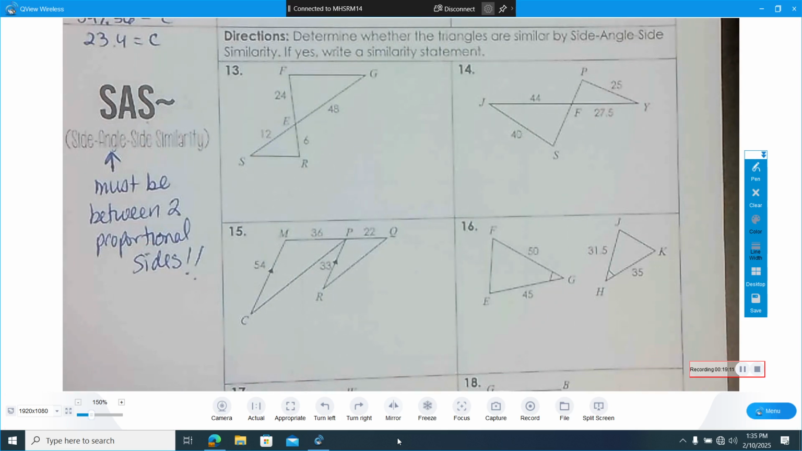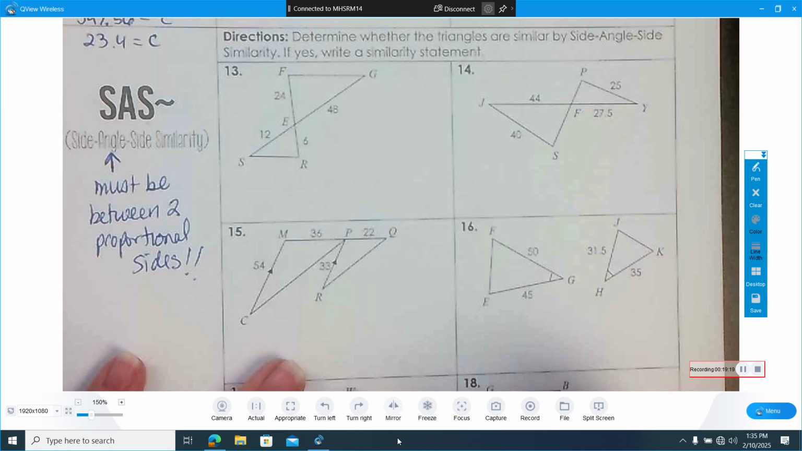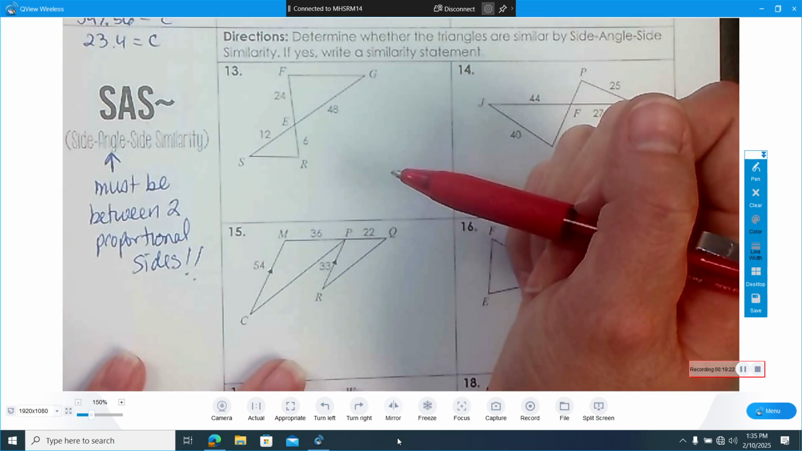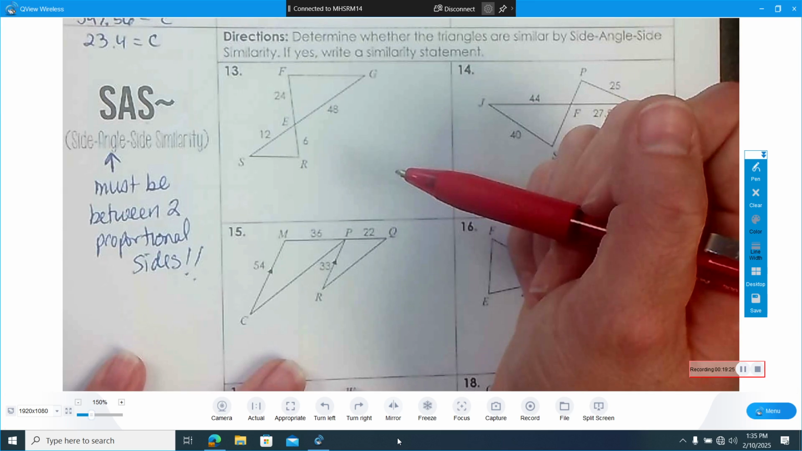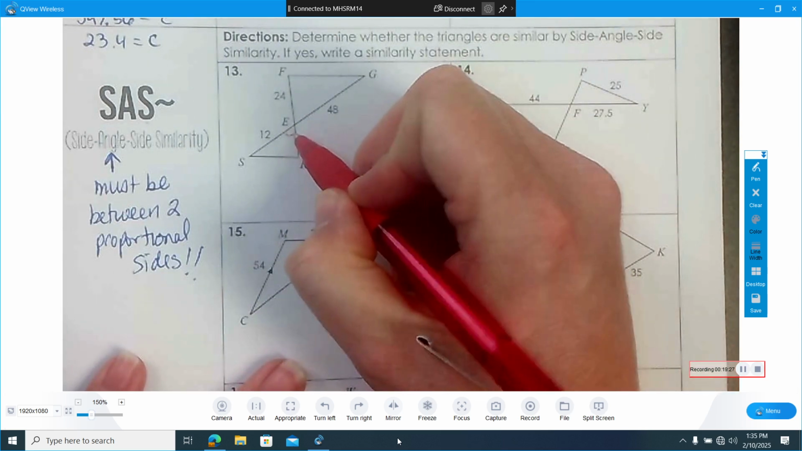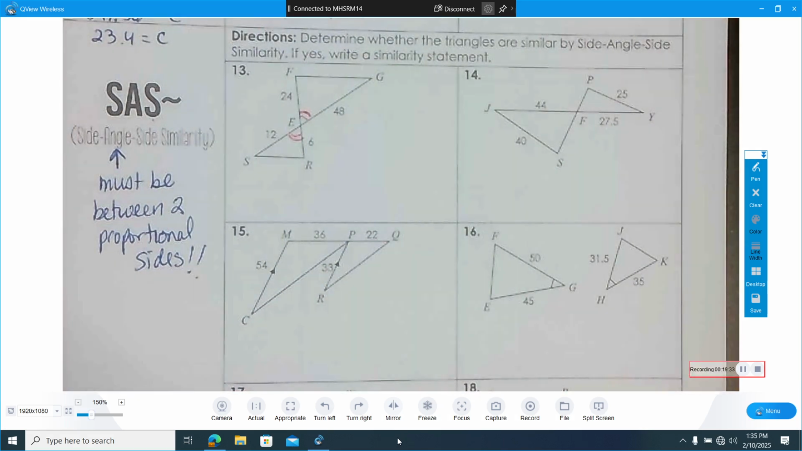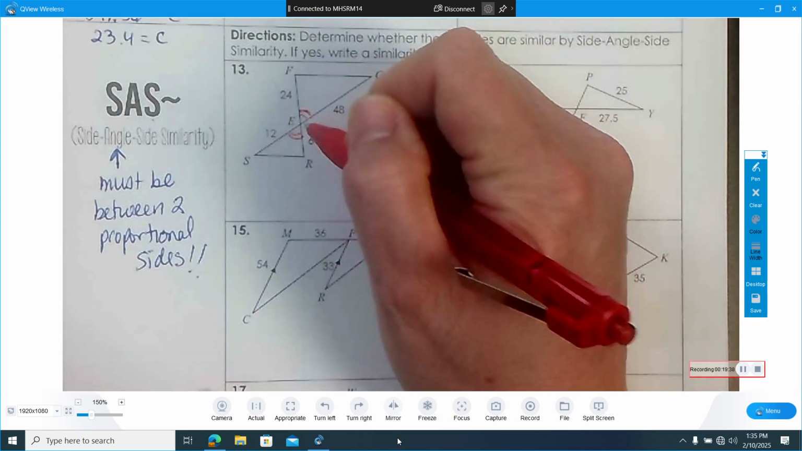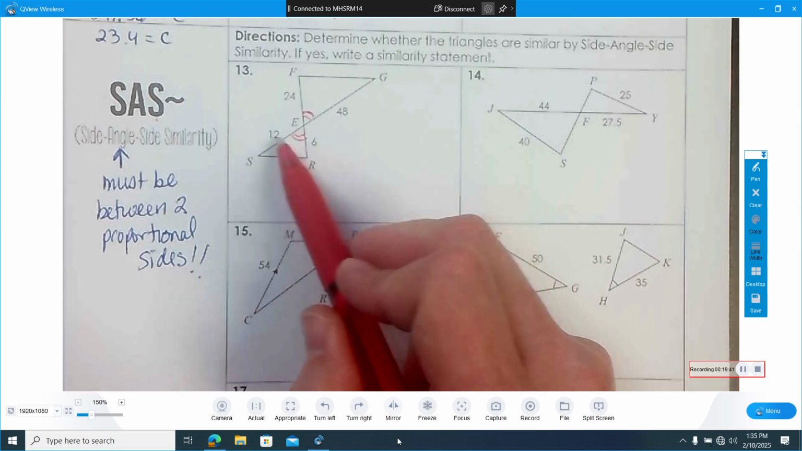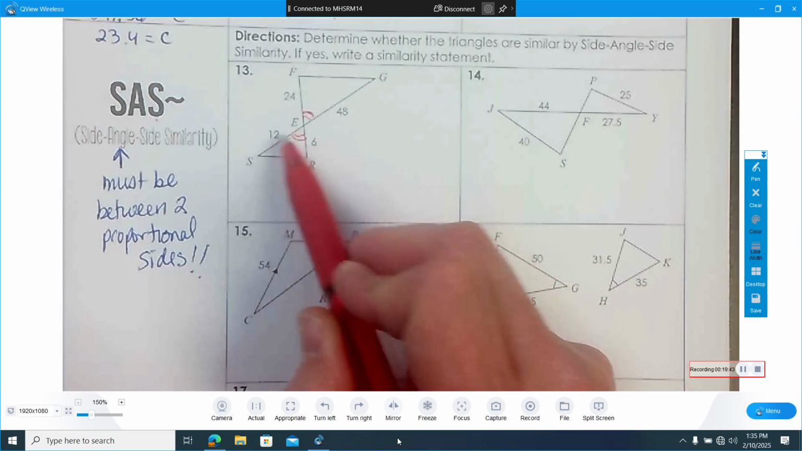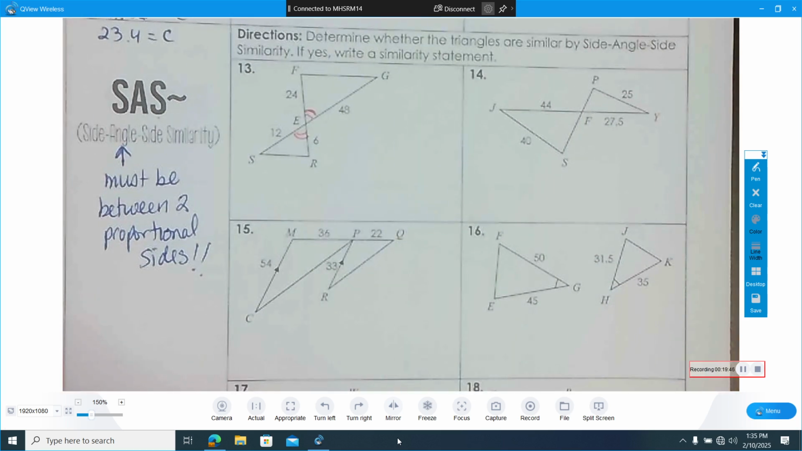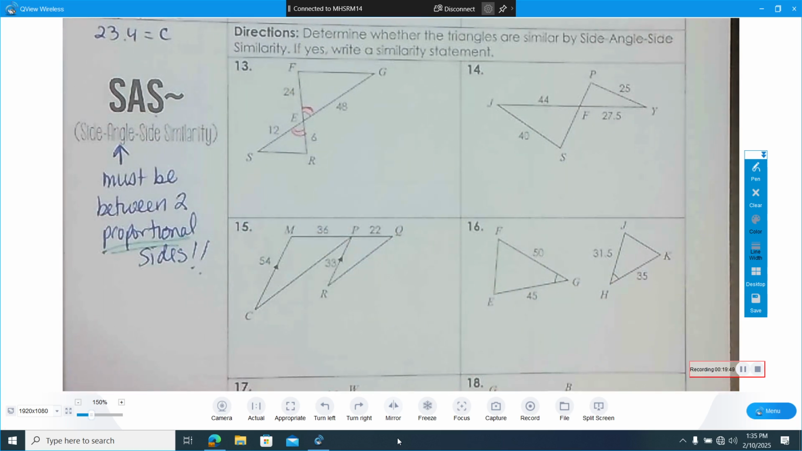So let's look at number 13 here. Do we have a pair of congruent angles? FEG and SER. Good. Why are those angles congruent? Vertical angles, very good. Now that we have congruent angles, and we can see that the angle is between two side lengths, that's good. We still need to see if our sides are proportional.